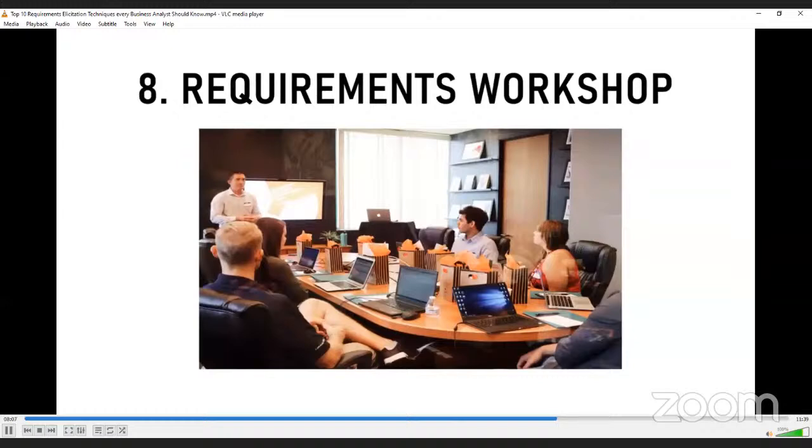Carefully select attendees and recruit a scribe to record everything. There should be a neutral facilitator to guide the workshop and keep it on track. Usually, workshops are only for a day or two.